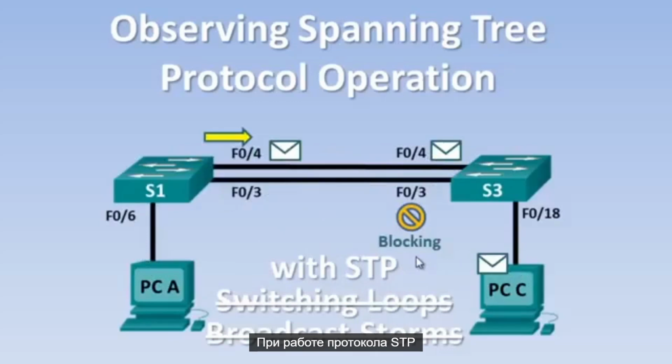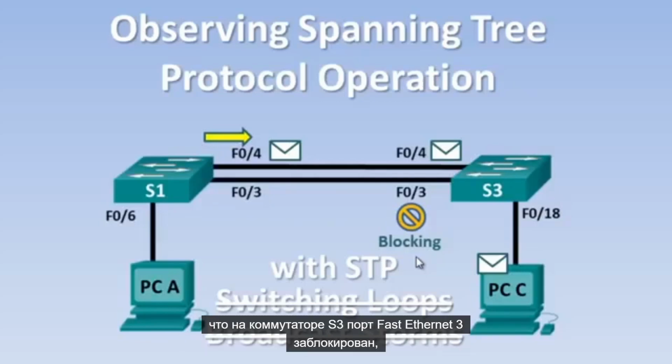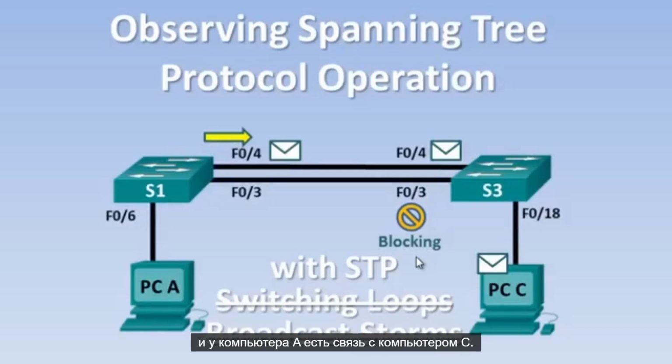With the spanning tree protocol operating and using the spanning tree algorithm, the spanning tree protocol will find the redundant links and block one of the switch ports, which enables a single path to the destination and thereby mitigates the possibility of a switching loop. So you can see in this scenario, on S3, port Fast Ethernet 3 has been put into a blocking state, and PCA is able to communicate with PCC.